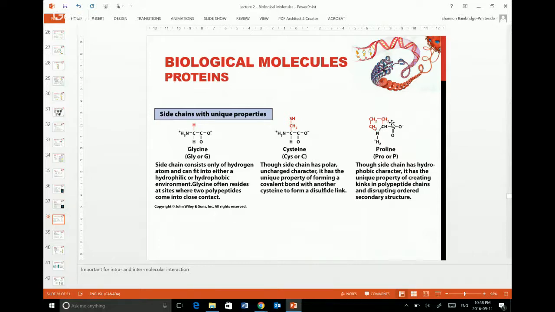And proline, you can see there is no polarity in this side chain, so it's hydrophobic in character. But because of its shape, it puts a kink in its amino acid. So it can disrupt the structure of certain proteins or cause a spacing in certain proteins that might be required.